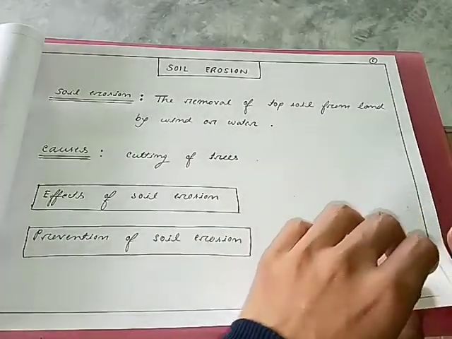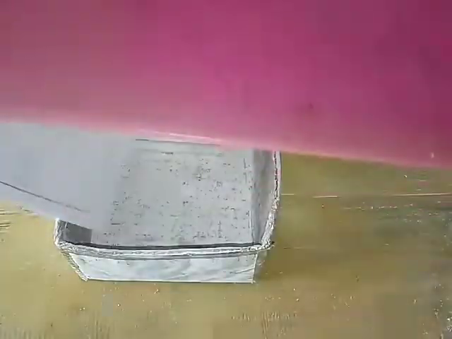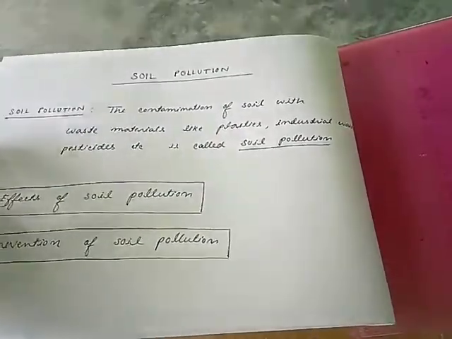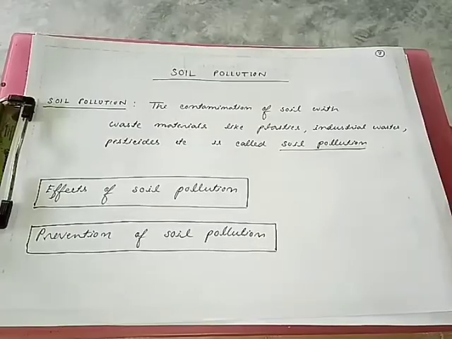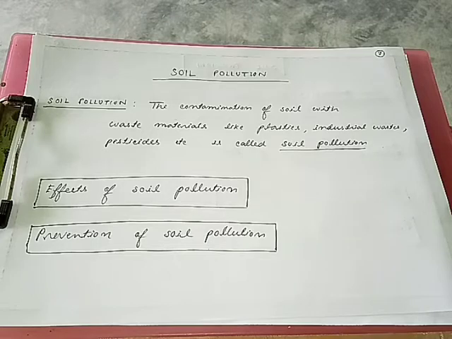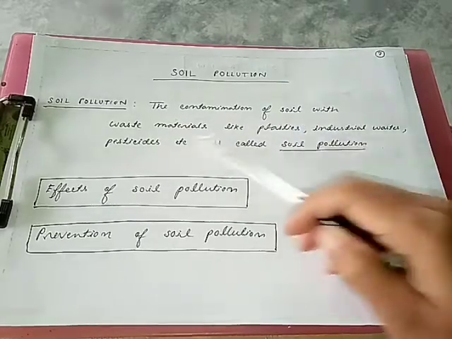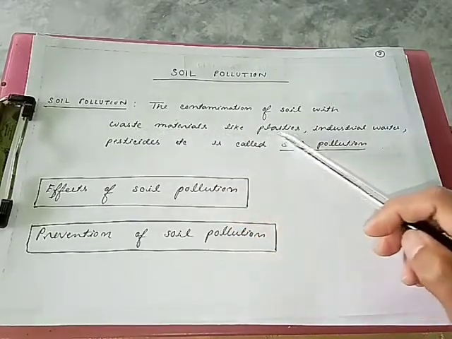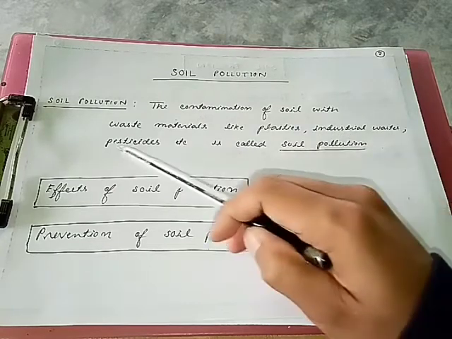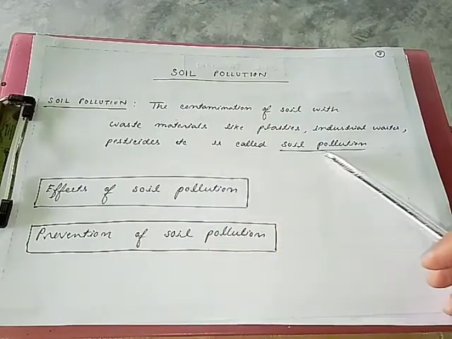And the last topic that I am going to discuss is soil pollution. Okay, so you know already what is soil pollution. When the soil is contaminated with waste materials, then this is known as soil pollution. Okay, the contamination of soil with waste materials like plastics, industrial waste, pesticides, etc. is called soil pollution.